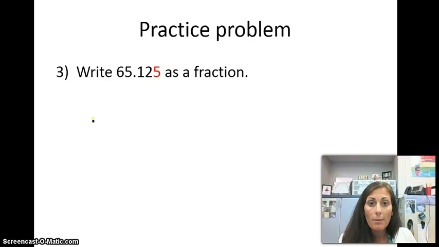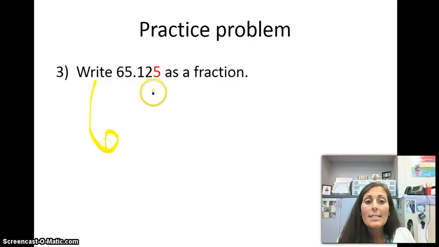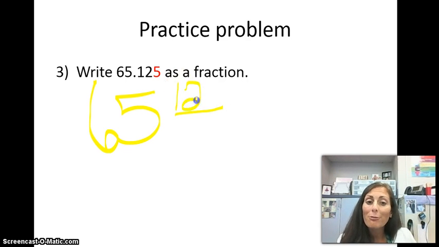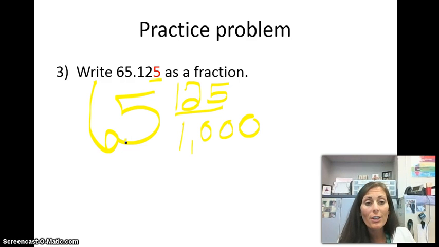Practice problem number 3. Write 65 and 125 thousandths as a fraction. Please press pause and solve the problem. In your writer's journal, you should have 65 wholes, and as a fraction, you should have 125 as a numerator, and if you've noticed, the 5 is in the thousandths place, so your denominator is going to be 1000. So you have 65 and 125 over 1000.